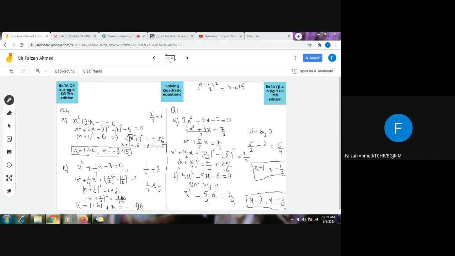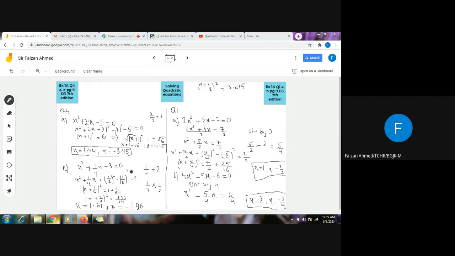I can convert this fraction into decimal, and I can write it like this: x plus 1 upon 8 whole square equals 3.015. And then again I have converted the question into the specific form where I can apply the taking square root method. So I will just take square root on both the sides and I will just solve them. The value of x will be 1.61 and the other value will be minus 1.86.